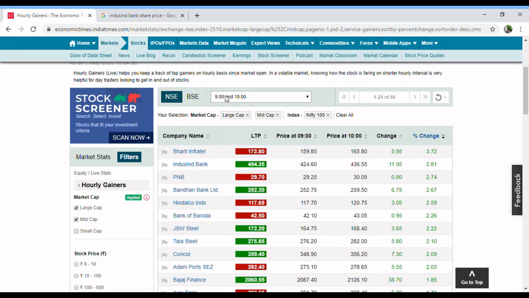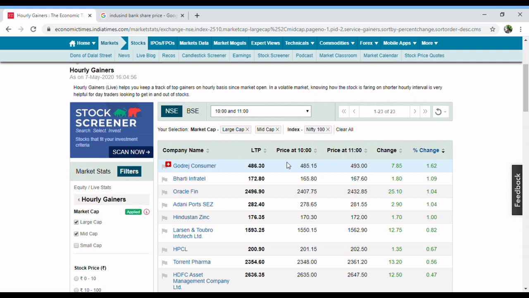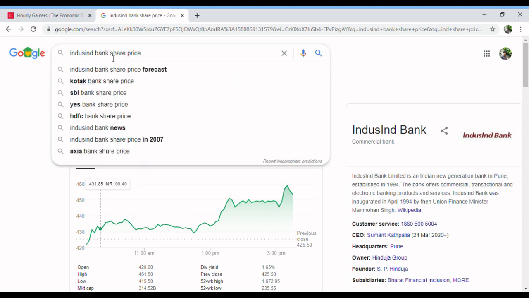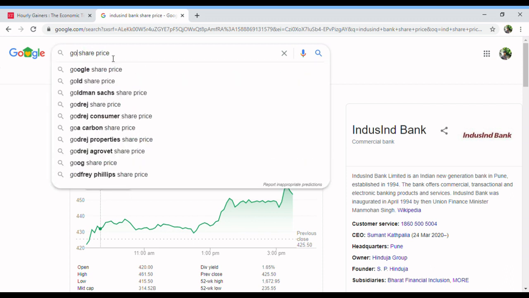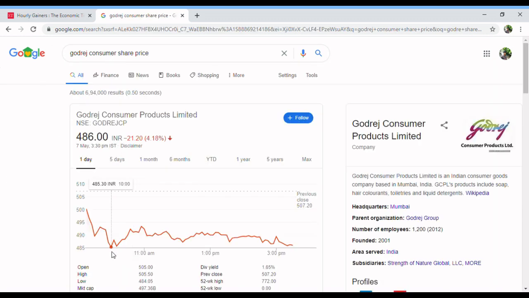Now I'll check 10 to 11. By 10 to 11 you can see that Godrej Consumer is the highest gainer for the past 1 hour. If you look at Godrej Consumer, it is trading around 488 by 10 o'clock, but the price has been trading below the previous close, so it is better to avoid this trade, even though it actually gave a profit of around 5 rupees.